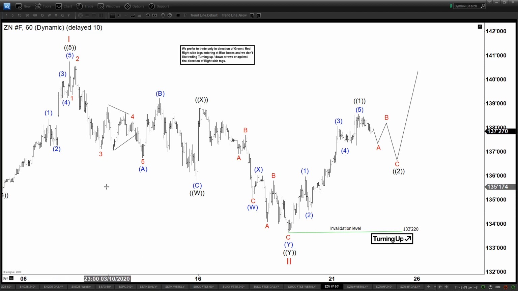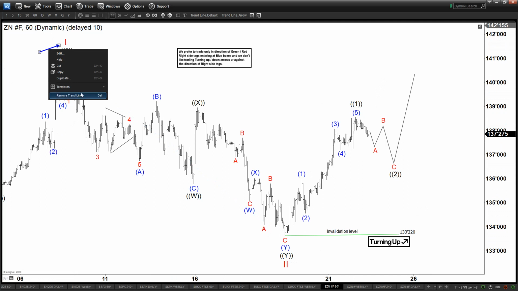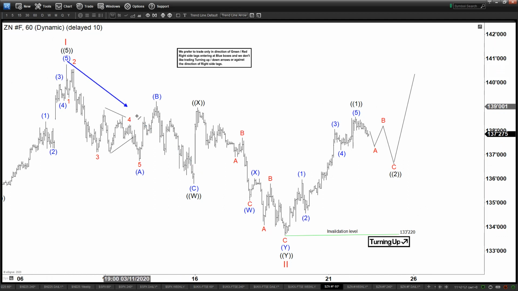Today we'll be looking at the chart of 10-year notes. Here is the 60 minutes chart of the 10-year notes. We could see that this rally over here to 140.2 ended with wave 1, and then the pullback is proposed complete as a wave 2 at 133. Since then it has already started to turn higher. Now we can see right here this pullback is in the form of a double 3, WXY.